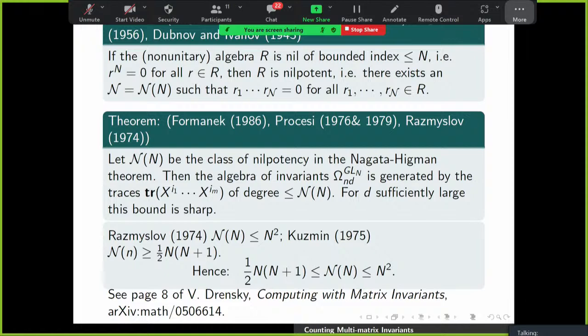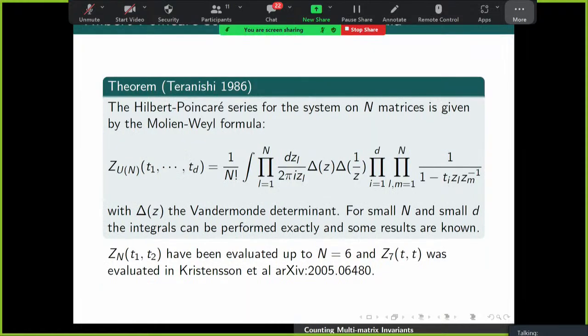And I recommend this article of Drensky for a review of many of these things. The partition function that counts the number of invariants was related to the Hilbert-Poincaré series. It's called the Hilbert-Poincaré series in the maths literature, and it can be given by this Molien-Weyl formula, which I've written out here, which is just a contour integral.